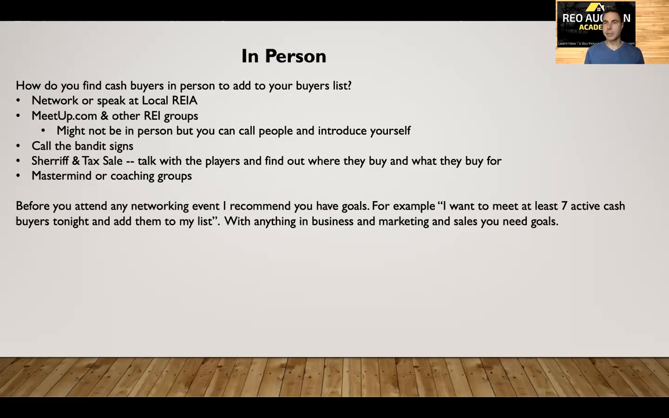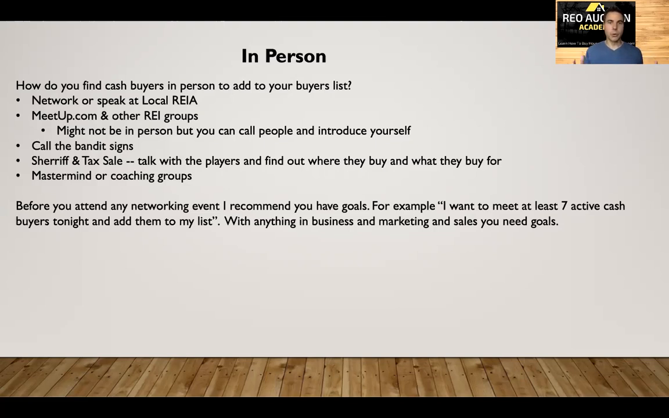I haven't done this, but I've known others in the past that, when you have a deal locally, put up some bandit signs and people call, and that's another way to add to the buyers list. Another way to do it is, when me and Paul bid at local sheriff or tax sales, a good way is to figure out the guys that are bidding, those are the players. Talk to them afterwards and figure out what their buying criteria is, and you could add them to your list. These are guys that are cash buyers and serious.